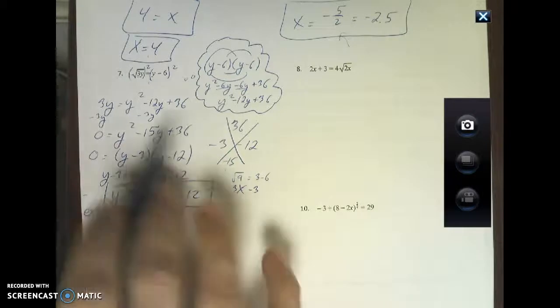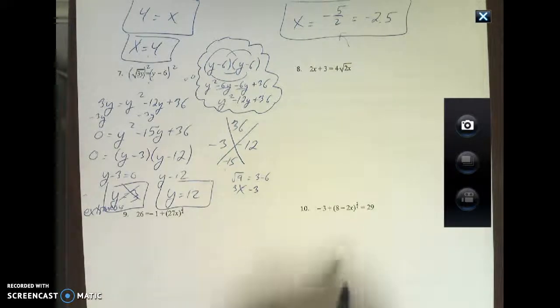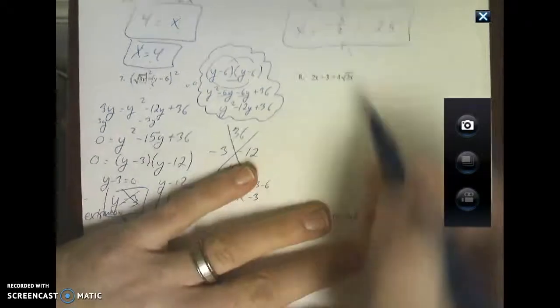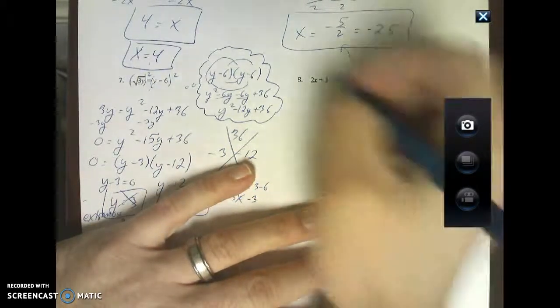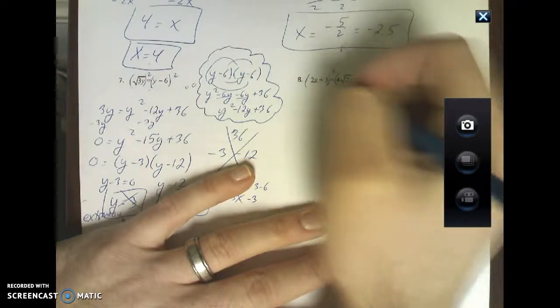We're going to pick up where we left off. We stopped at number 7, so let's take a look at number 8. Same idea as the last one. Now, there is a new added kind of step here. I'm going to square both sides of this equation.